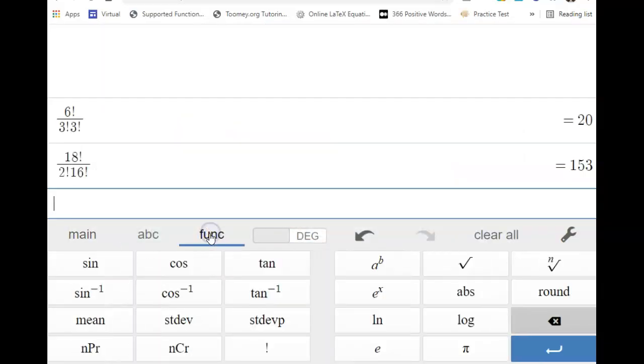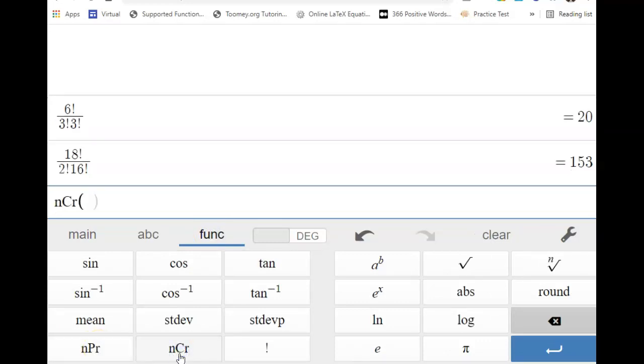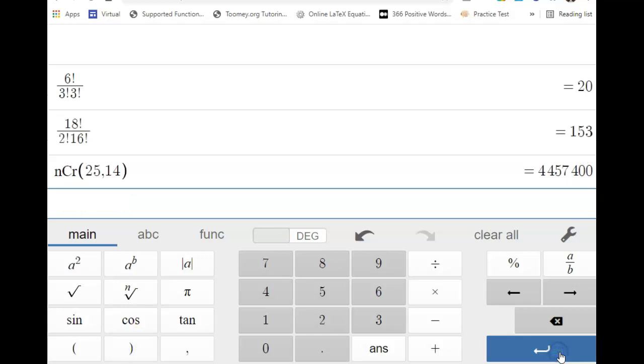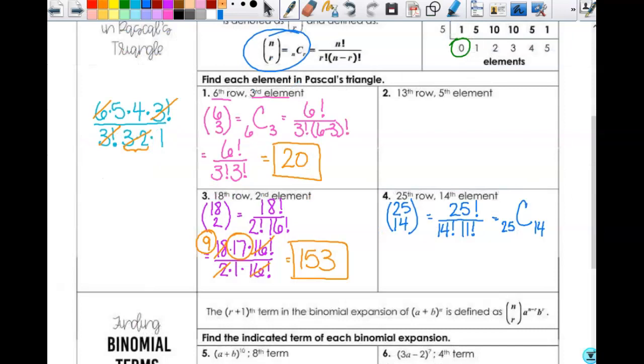So when I go to the function here, I was using this, but look, I've got permutation and combination. For this calculator, you need the N and the R, so the left-hand number in what we just did was 25. So I'm going to do 25, then comma, and then my R number was 14. And that's my answer right there. We could do that one by hand, but I don't think we want to. It gets kind of big. So this answer here is 4,451,400.